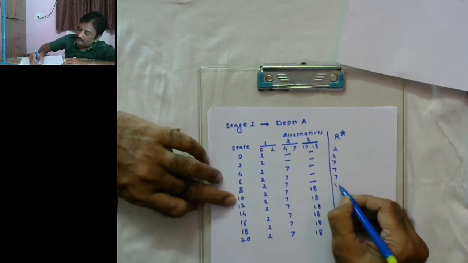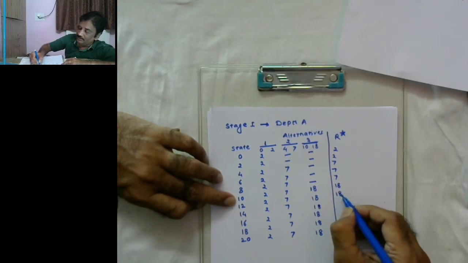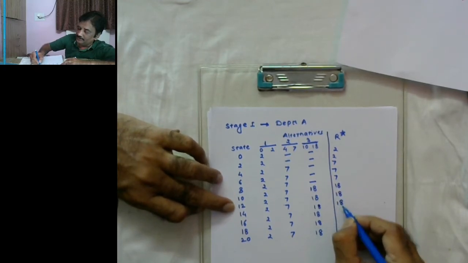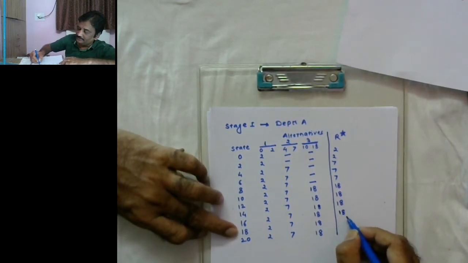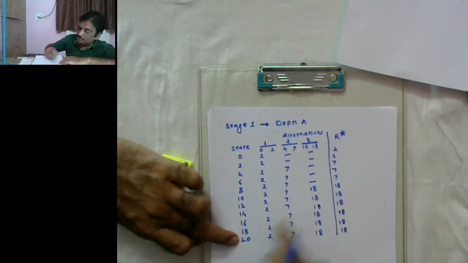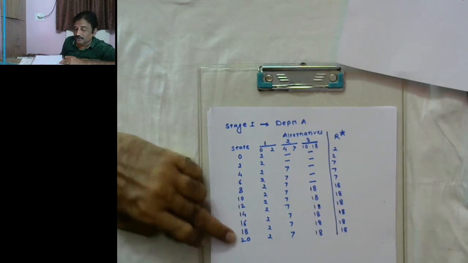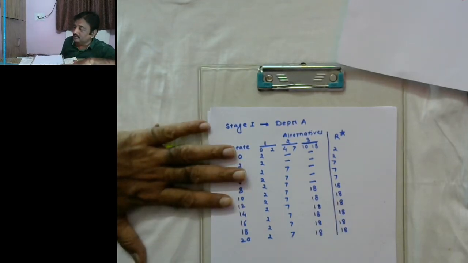10 crore onwards it will be 18, 18 for 10 crore, 18 for 12, 18 for 14, 18 for 16, 18 for 18, and 18 for 20, because you are choosing this alternative. Even though you assume that you have 20 crores, but you have chosen third alternative, how can you get more? You cannot get return more than 18 crores.